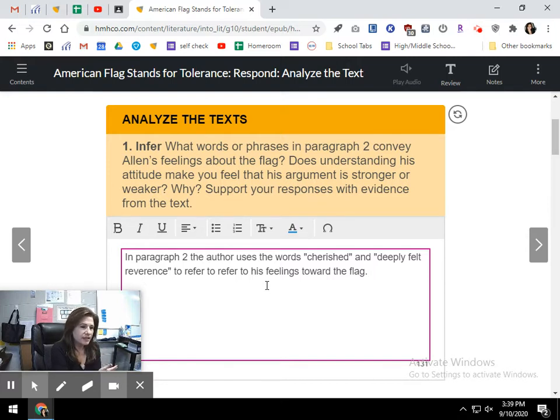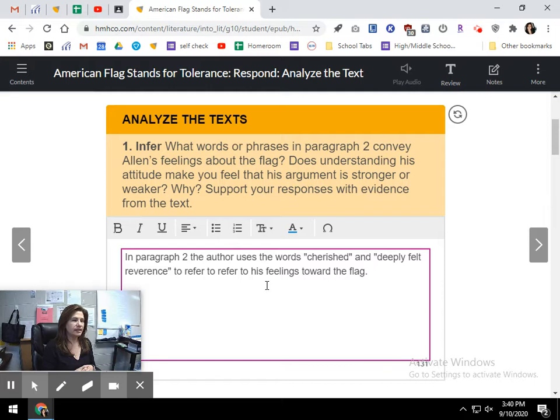So knowing that he is going to side with the Supreme Court and say that they were right to rule, not that it's okay, they didn't rule that it was okay to burn the flag, but they ruled that it was not unconstitutional and therefore should not be illegal to burn the flag. So when he's coming out with that opinion that probably a lot of people disagree with, does the fact that he first establishes how he feels about the flag, that he cherishes it and has a deeply felt reverence for it, does that make his argument stronger or weaker?